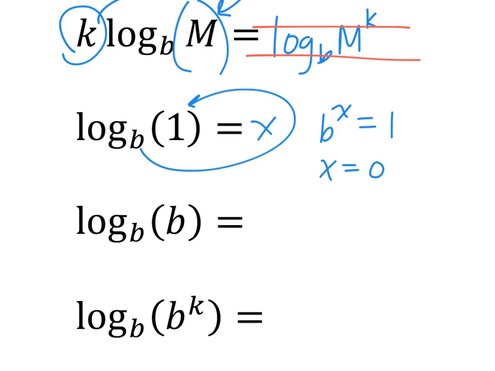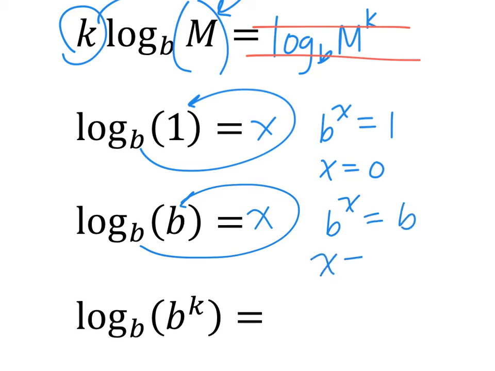All right, log base b of b. Remember, this is again asking the question, equals what? So b to the what is b? Good. So this is always 1, which I'll show you a shortcut for later.